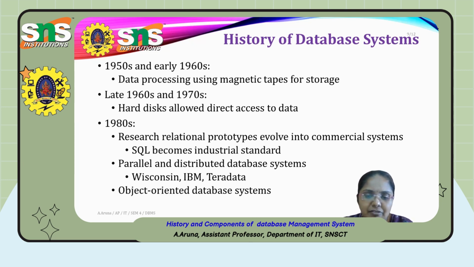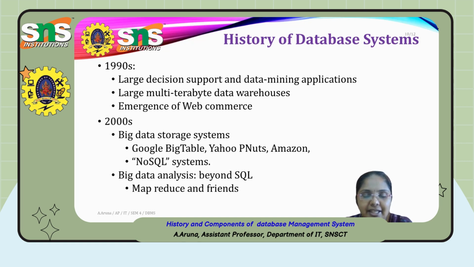So who is the father of the database management system? Edgar F. Codd. He was a worker at IBM. He developed the relational database system. After that, the object-oriented database evolved. So these are the things that evolved in the 1980s.